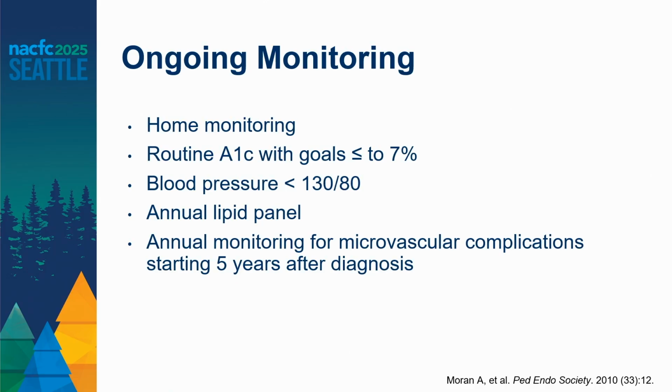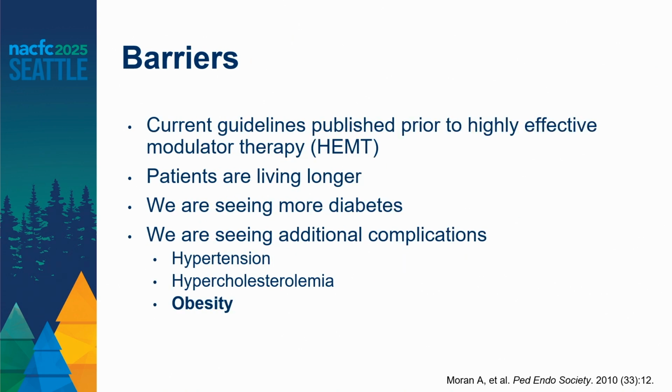We want to maintain an A1C less than 7. We want to maintain blood pressure, annual lipid panels, and we want to make sure that microvascular disease is not occurring in our patients. The barriers, like I mentioned before, this was all before highly effective modulator therapy. The game changed, and we need to change as a result.